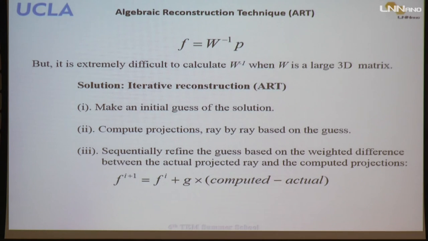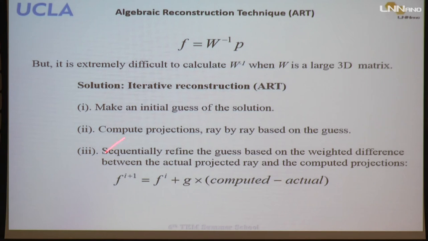So make an initial guess of the solution by just back projection or filter back projection, and compute projections ray by ray. To get the projection, I have to project along each ray like this. So ray by ray, I calculate the projections and compare the projected point, the back projected point from the initial guess object, and the actual measured projections. And then if there's an error, I update from the difference, I can correct the initial guess object to make it closer to the original measured projections.